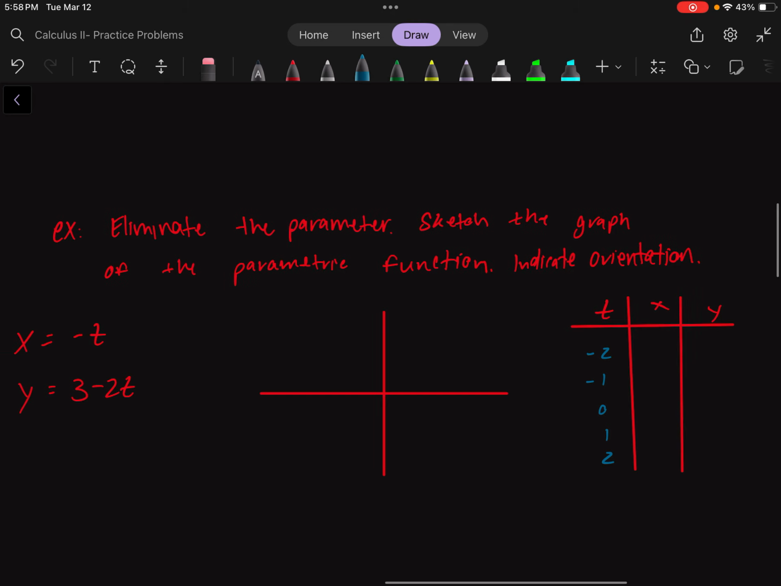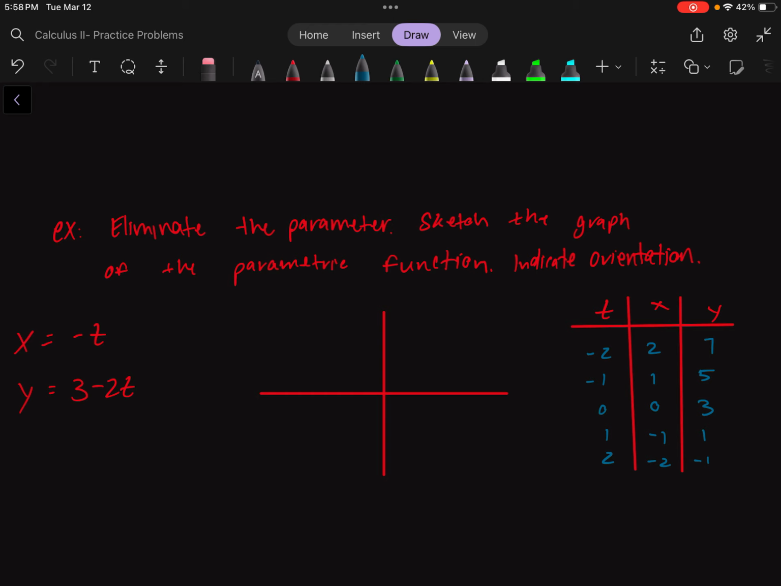Plug in 0 into both of these, and you get 0 for x and 3 for y. Plug in negative 1 for t, you get a positive 1 for x and a positive 5 for y. Plug in negative 2, you get a positive 2 for x and a positive 7 for y. How about in the positive direction? We get negative 1 and negative 2 for x, and we get 1 and negative 1 for y.